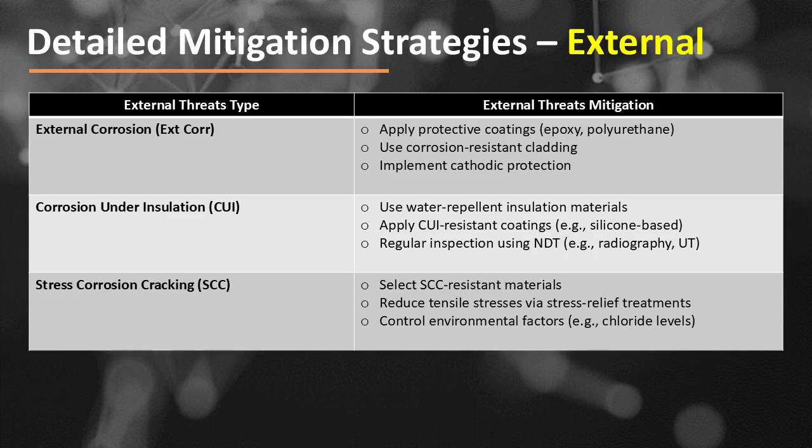If the external threat type is stress corrosion cracking, or SCC, then the mitigation measures are: select SCC-resistant materials, reduce tensile stresses via stress relief treatments, and control environmental factors such as chloride levels.